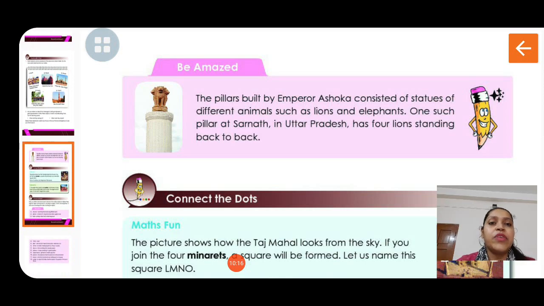Then lastly, we come to Be Amazed, and here it's given the pillars built by Emperor Ashoka consisted of statues of different animals such as lions and elephants. One such pillar at Sarnath in Uttar Pradesh has 4 lions standing back to back. So this is a very good example of a monument, a pillar built by Emperor Ashoka, with statues of various animals such as lions and elephants. Ashoka built many pillars, and one pillar is at Sarnath, which is in Uttar Pradesh, and it has 4 lions standing back to back.